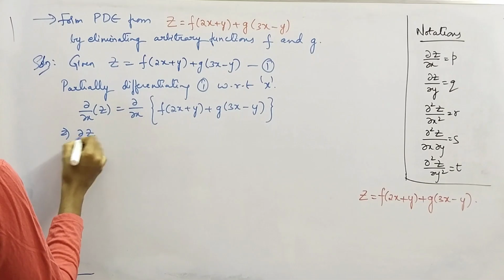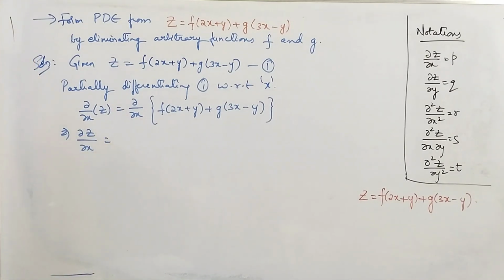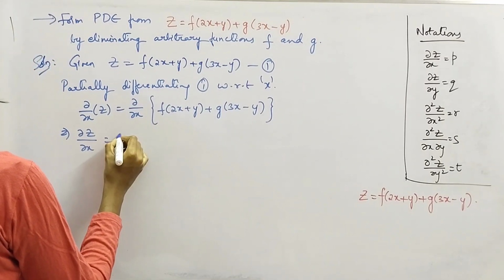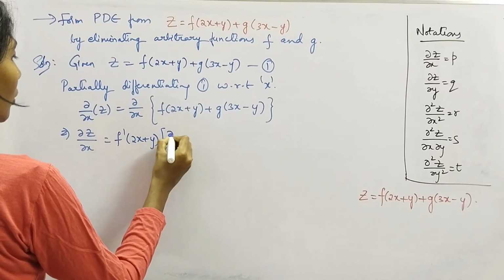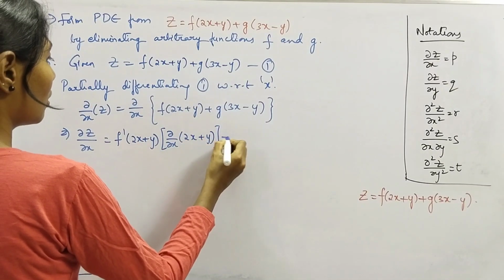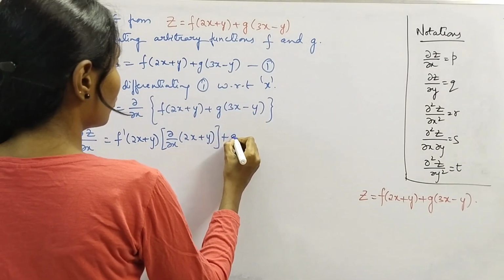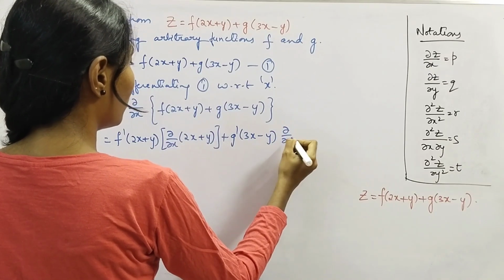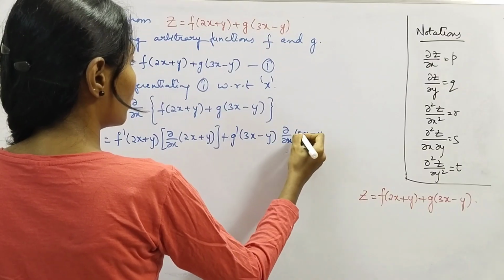This gives us dou z by dou x equal to, here we are partially differentiating with respect to x, so we'll treat y as constant. Partial derivative of f of 2x plus y with respect to x is f dash of 2x plus y into inner derivative dou by dou x of 2x plus y plus partial derivative of g of 3x minus y with respect to x is g dash of 3x minus y into inner derivative dou by dou x of 3x minus y.